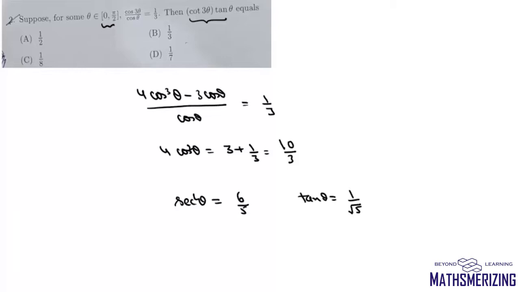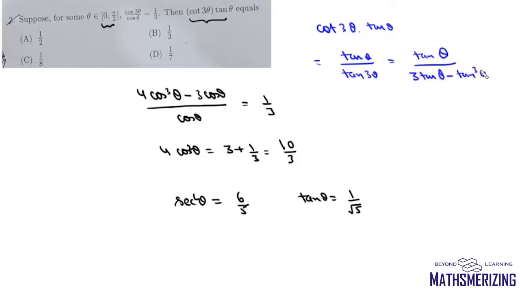Now here we need to find the value of cot 3 theta into tan theta, or we can write this as tan theta upon tan 3 theta. Now we can write tan 3 theta as 3 tan theta minus tan cube theta upon 1 minus 3 tan square theta. Now we'll cancel this tan theta. Here will be this tan square theta. So it will be this 1 minus 3 tan square theta upon 3 minus tan square theta.